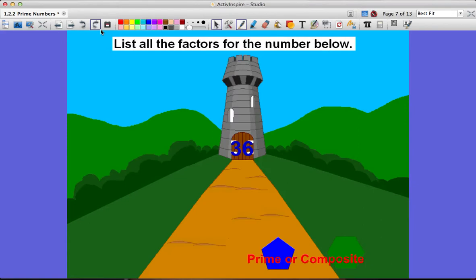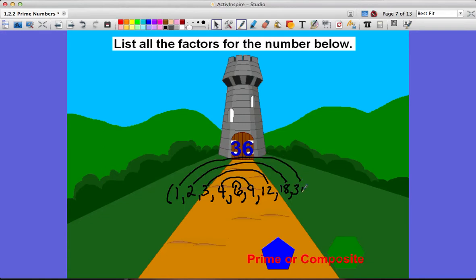Right? And if you haven't done so yet, you can pause and try 36, or I can just show you the answers. So for 36, it's 1, 2, 3, 4, 6, 9. So 6 times 6 is 36, 4 times 9 is 36, 3 times 12 is 36, 2 times 18 is 36, and 1 times 36 is 36. And this one is composite.